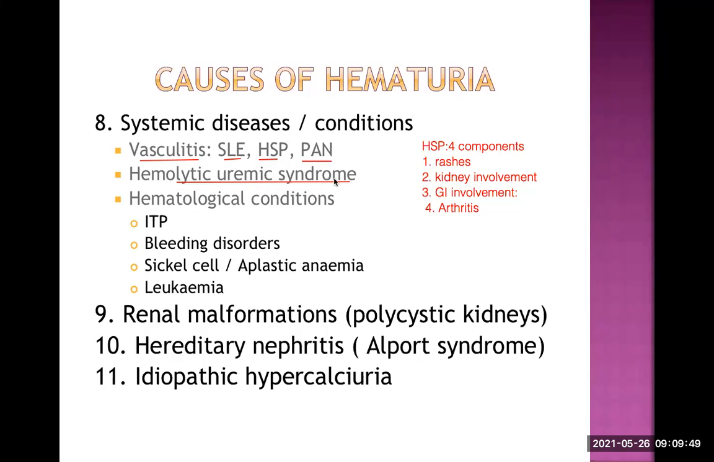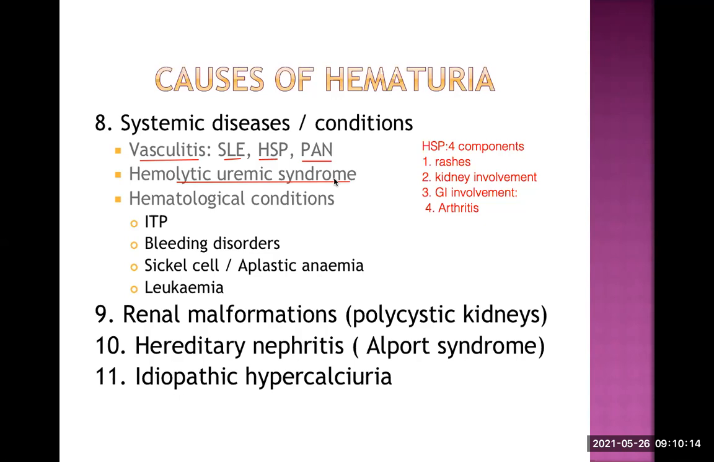It is mainly caused by infection in the GI tract, mainly caused by Shigella. This is known as shigellosis, which is caused by Shigella dysenteriae bacteria. And another bacteria which can lead to hemolytic uremic syndrome is a type of E. coli. Now, can you tell me which type of E. coli that is? Anyone?